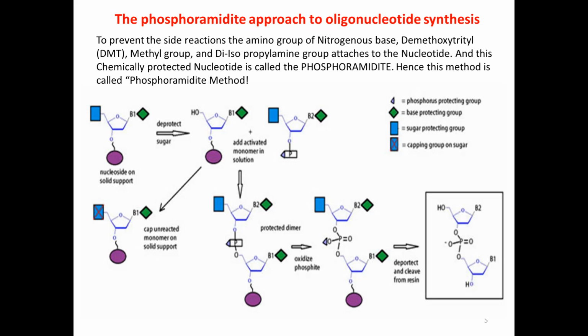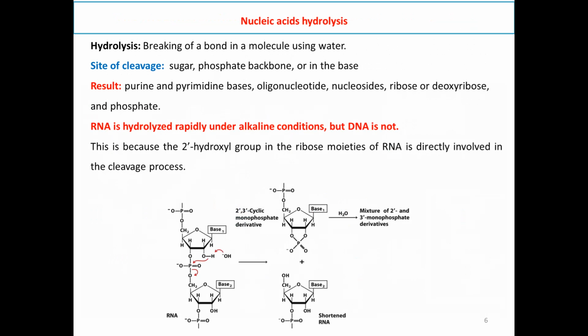And this chemically protected nucleotide is called phosphoramidite. So that's why this reaction is called phosphoramidite synthesis, and this method is called the phosphoramidite method. In this method, we simply combine two nucleotides to form a dinucleotide, then a trinucleotide, and then a polynucleotide chain. The next one is nucleic acid hydrolysis.